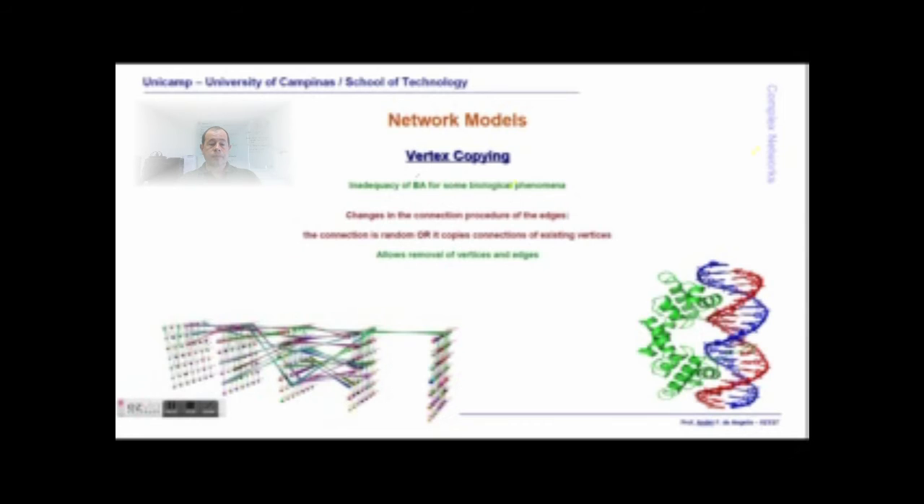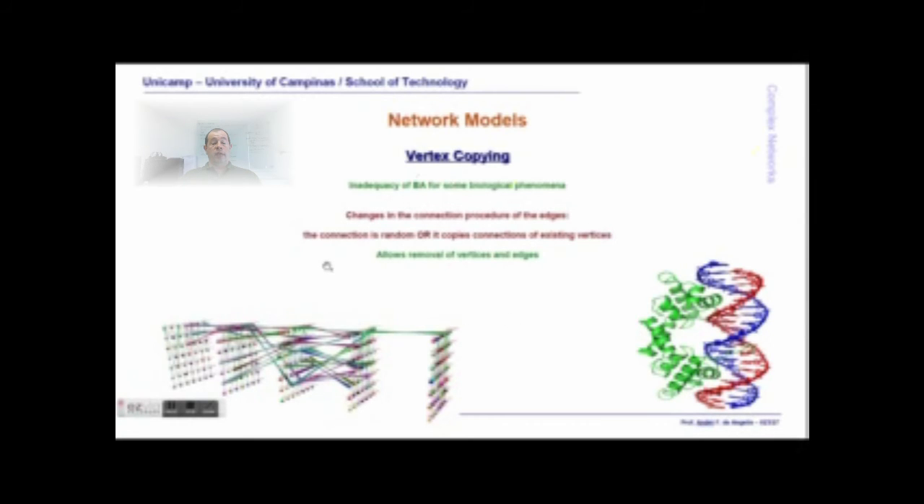Okay, but the Barabasi-Albert model and its following models are only one family, we can say, a family of models. For instance, we have here the vertex copy model, because the others are not so suitable for biological phenomena.